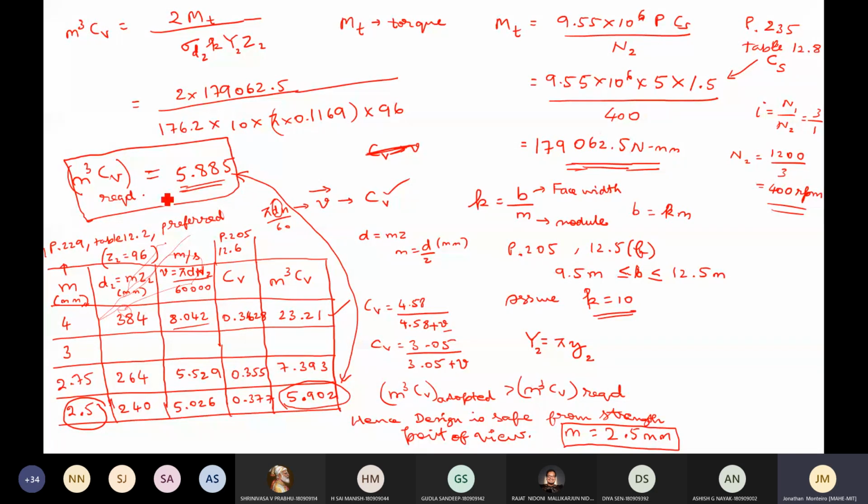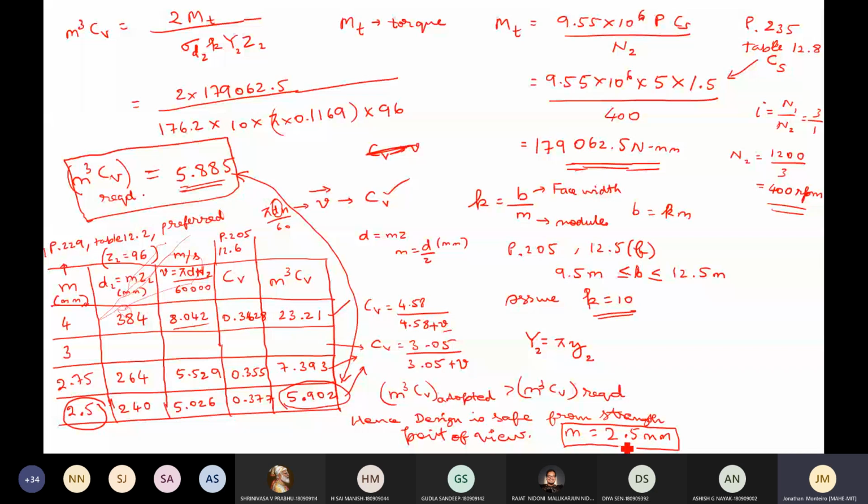I think most of you have understood this. With module 3, see what values you get. For all other things, CV will be applicable because it is all less than 8. Only for the first one I have used 4.58. From the design point of view, from the strength point of view, this is proper.